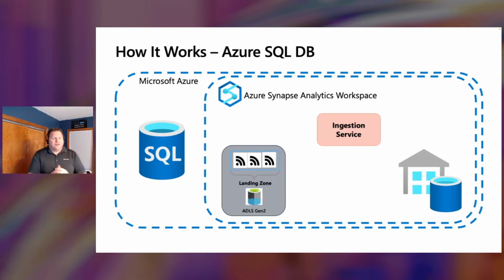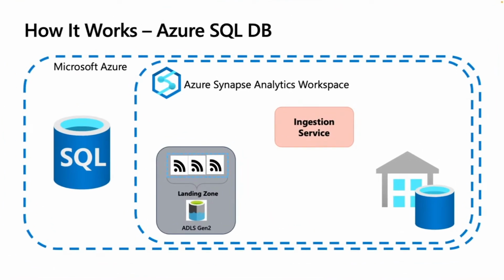Then we have these other two components. When you set up Synapse Link, and we will talk about this in the demo a little bit later, we configure a landing zone behind the scenes for you, and that is an ADLS Gen 2 storage account. You don't see it, you don't have access to it, but we do set up this landing zone to bring the data in as an intermediary stage.